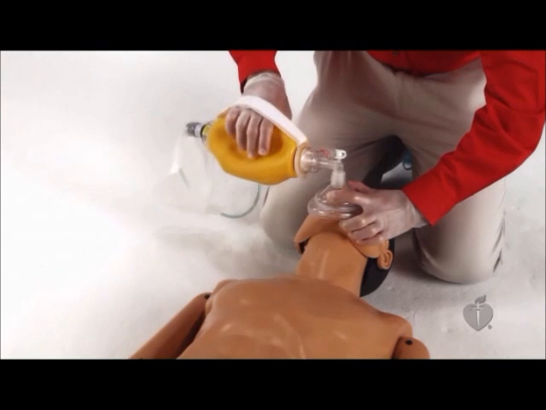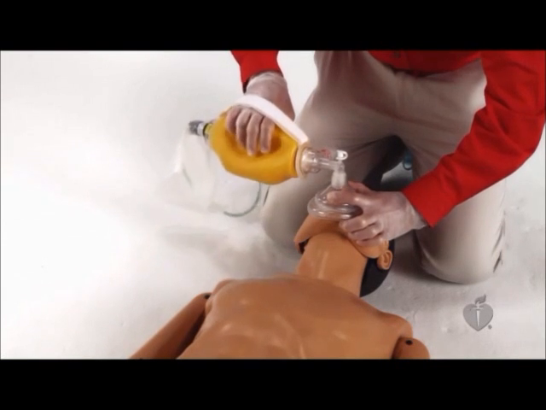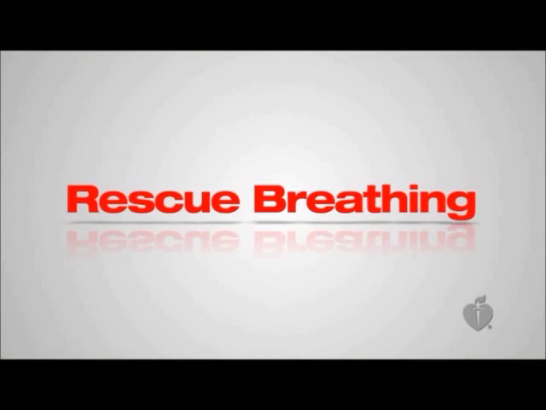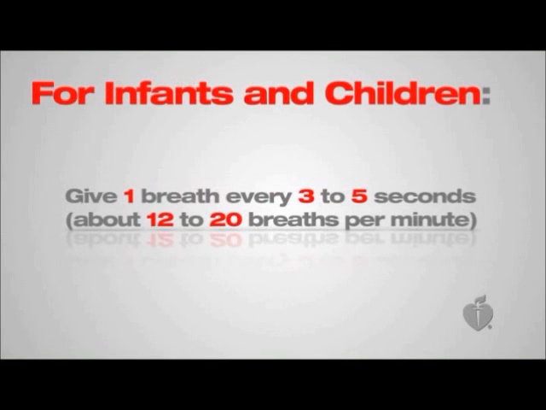But another thing you should know is what to do if a victim has a pulse but is not breathing effectively. When an adult, child, or infant has a pulse but is not breathing effectively, rescuers should give breaths without chest compressions. This is rescue breathing. For adults, give 1 breath every 5 to 6 seconds, about 10 to 12 breaths per minute. For infants and children, give 1 breath every 3 to 5 seconds, about 12 to 20 breaths per minute.